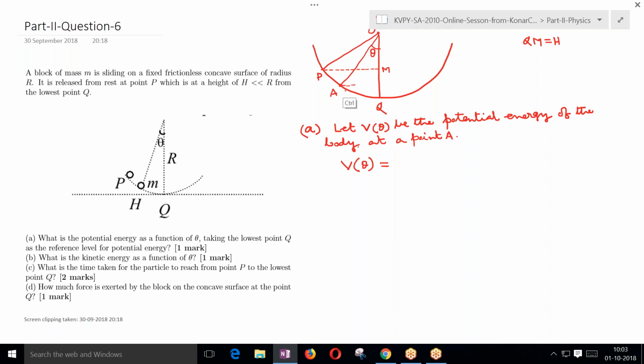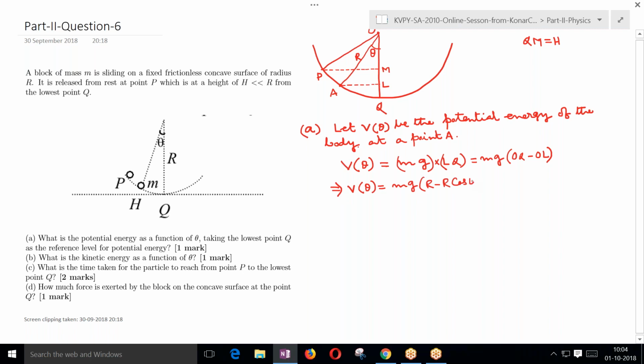That's why we should measure the distance LQ. That is equal to what? That is equal to mg into LQ, which is nothing but OQ minus OL. So what is OQ? OQ is R. And what is OA? OA is also R. As you know, OA is R, then we can find the value of OL as R cos theta. So from here we find the value of V theta is equal to mg into R minus R cos theta.